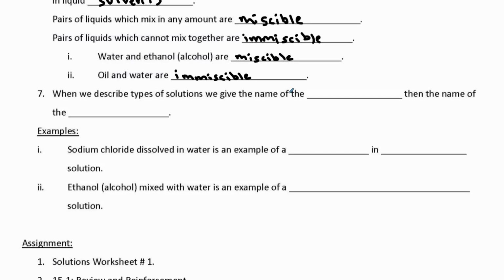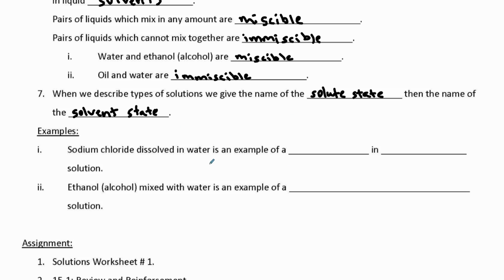When we describe types of solutions, we give the name of the solute state, then the name of the solvent state. Okay, so on your assignment, worksheet 1, there's a chart you have to fill out. Now, typically we do this chart with the help of the textbook, but because we don't have our textbooks with us, we're just going to use Google as our textbook, as well as referring back to these notes.